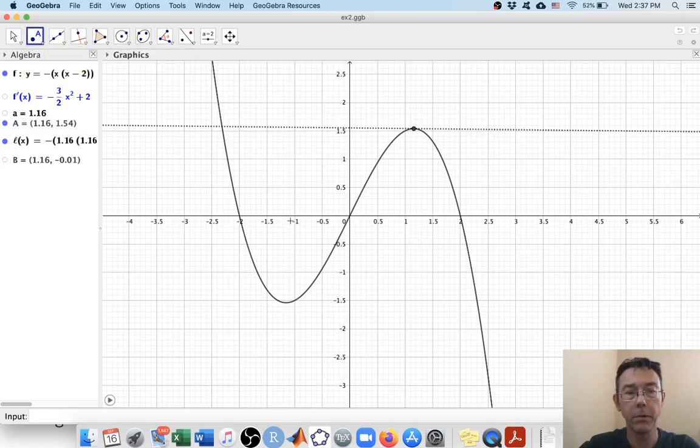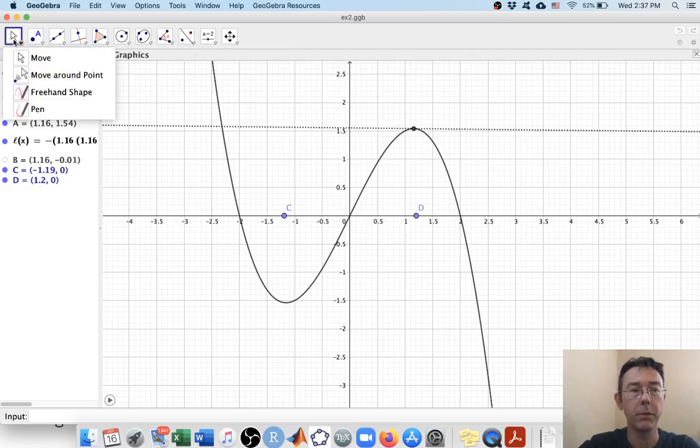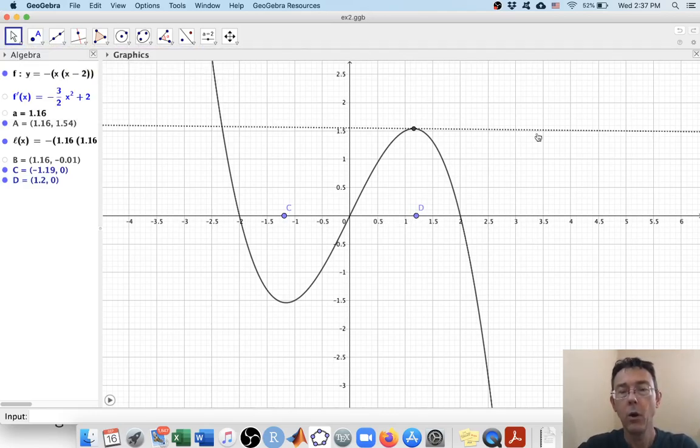So let's actually plot the points on the graph of the derivative. Something like that, and something like that. That's just approximate, but close enough. Okay, what about in between?